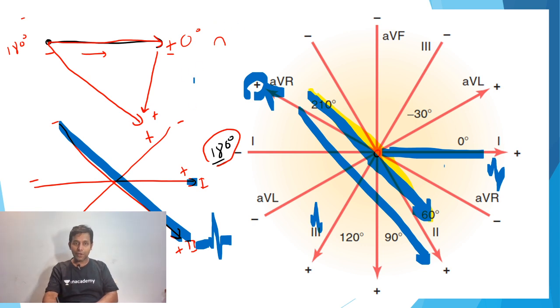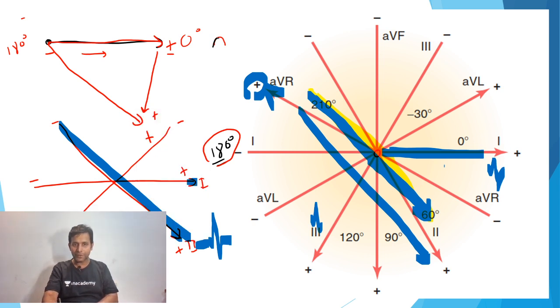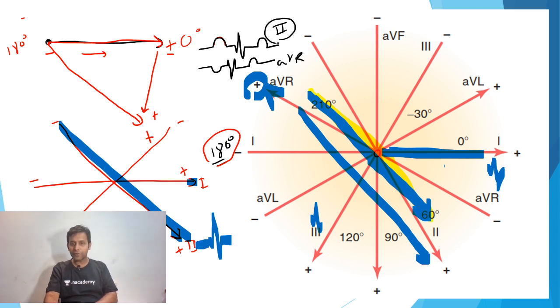So if this becomes your lead 2 recording, I will draw lead 2 and AVR. They look like a mirror image of each other. If I draw lead 2 in this fashion, with P wave, QRS complex and T wave, and plot AVR against it, it will look like the mirror image, because for lead 2 everything is going towards lead 2, and for AVR everything is going away from AVR.